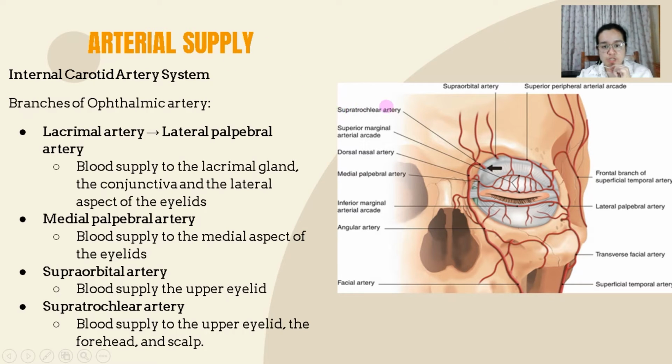Then the supratrochlear artery, this one, supplies the medial portion of the upper eyelid, the forehead, and the scalp. It terminates by anastomosing with its contralateral counterpart and the supraorbital artery.